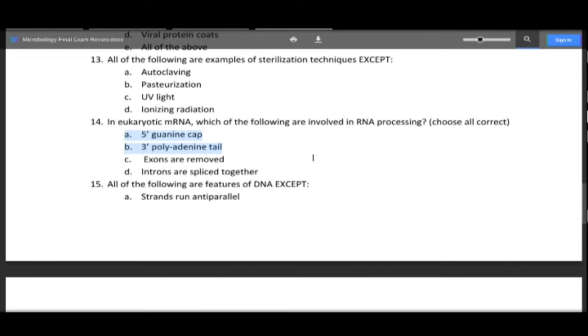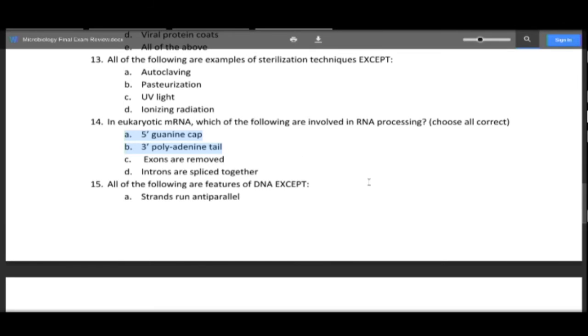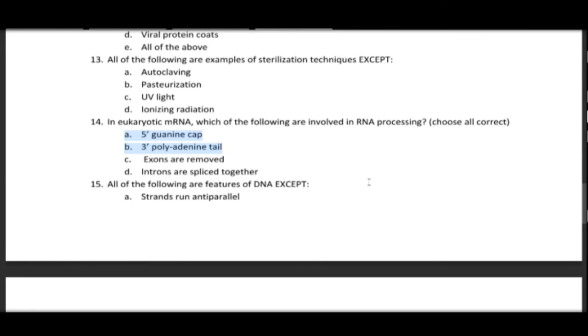Because introns are removed and then exons are spliced together. So these are kind of opposite. Exons exit the nucleus.